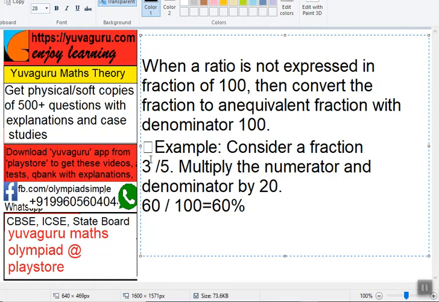So what happens? 20 into 3, 60. 5 into 20, 100. So now it becomes 60 upon 100. Now it has come to 100, right? So now we can say that it is 60%. So that way it is converted. Suppose it is not 3 upon 5, it is say 3 upon 10. So what will you do? 10 into 10. So 3 into 10. So it will be 30%.